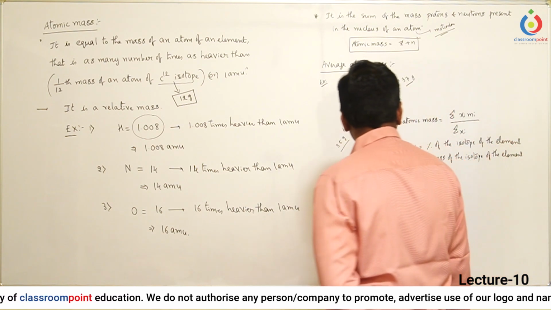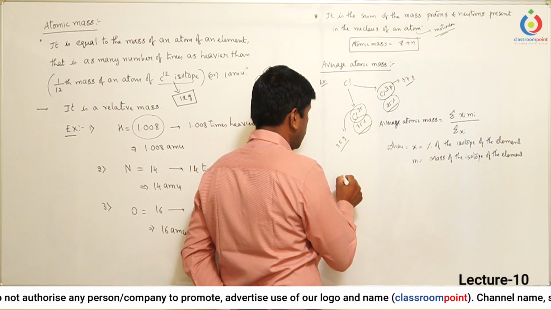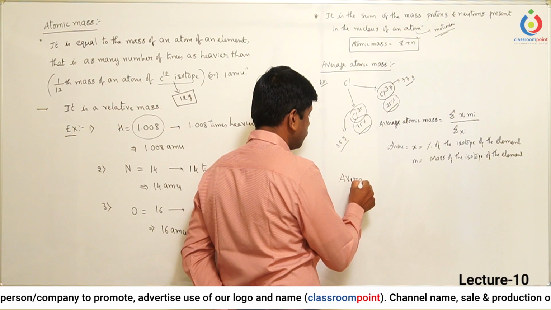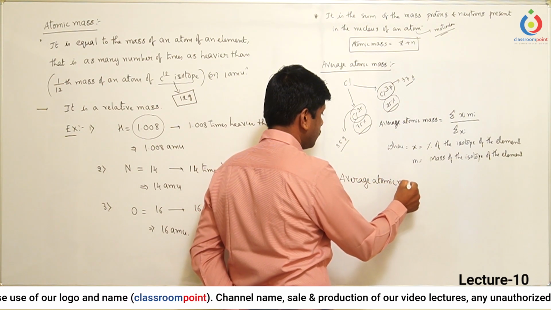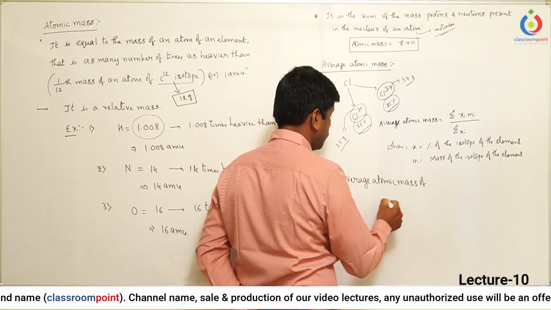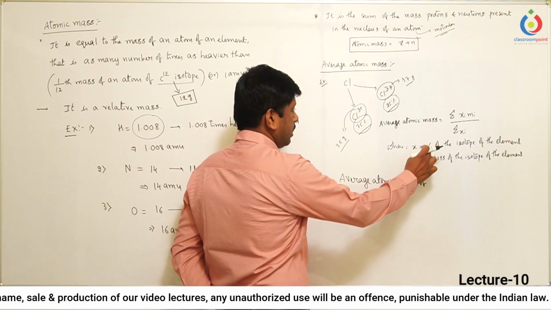Now let us try to calculate this value, the average atomic mass for the chlorine. So average atomic mass of chlorine is equal to, let us take the percentage of every isotope.